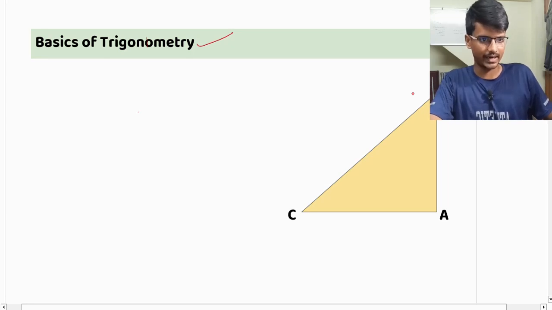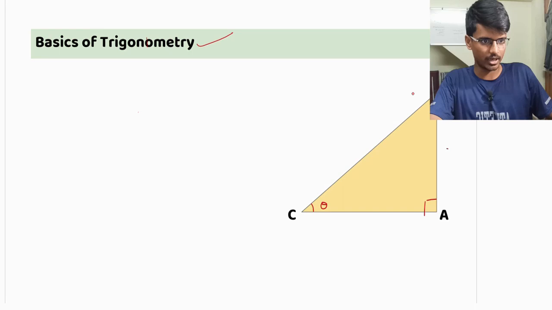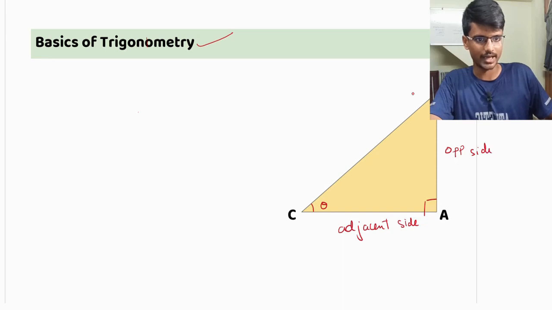So this is a right angle triangle at A. Let's say I have an angle here, theta. For this angle theta, this is my opposite side, this is my adjacent side, and this is the hypotenuse.